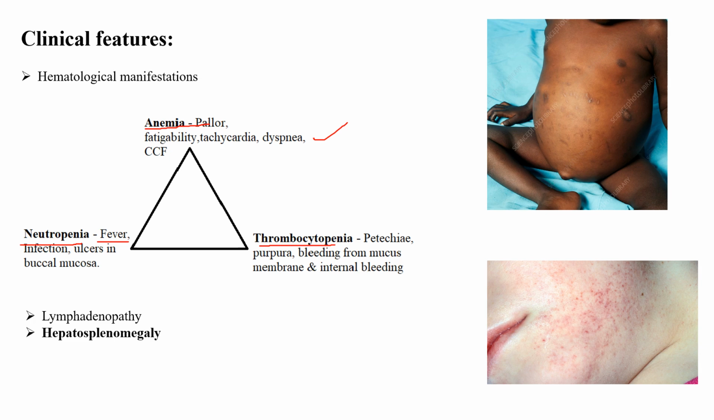And thrombocytopenia will be manifested in the form of petechiae, which you can see in the image, and purpura and bleeding from the mucous membrane, as well as internal bleeding. And even for a minor trauma, they'll get bleeding. And there will be lymphadenopathy, and hepatosplenomegaly will be one of the important manifestations in the hematological system.